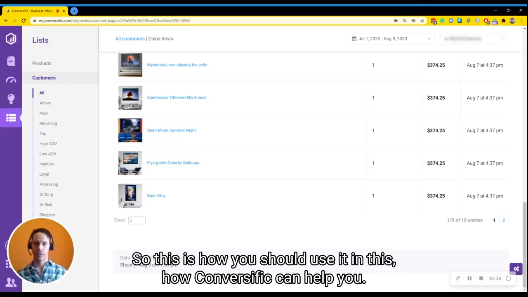properly. So this is how you should use it, and this is how Commerce can help you.